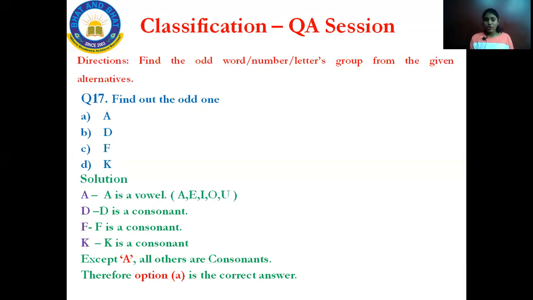Let me solve this. Option A is a vowel. What are vowels? A, E, I, O, U. These 5 letters are called vowels. I'll repeat again. A, E, I, O, U. Keep in mind. Okay. Vowels.